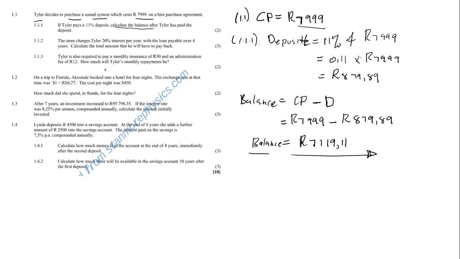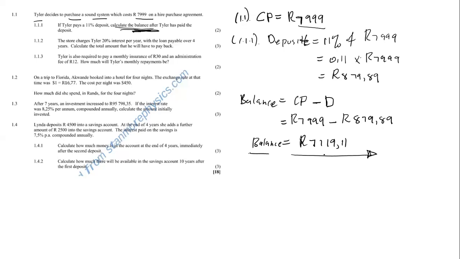This is the balance, okay? The question wanted us to calculate the balance after Tyler has paid the deposit. So this is a deposit. So we're going to reduce this amount from the cost price. So we are looking for a difference between these two figures. So that means we're going to say 7,999 subtract the deposit, and then we get the balance.